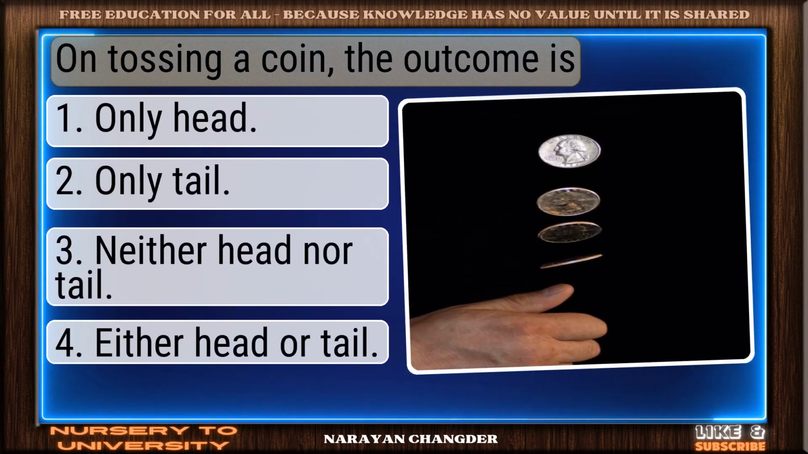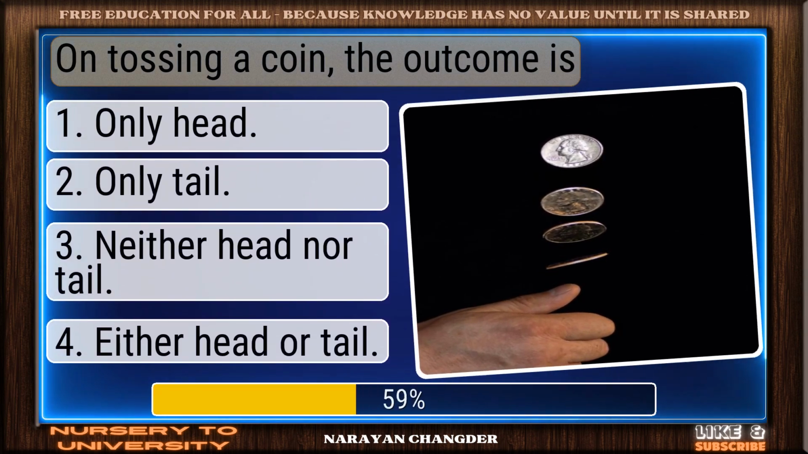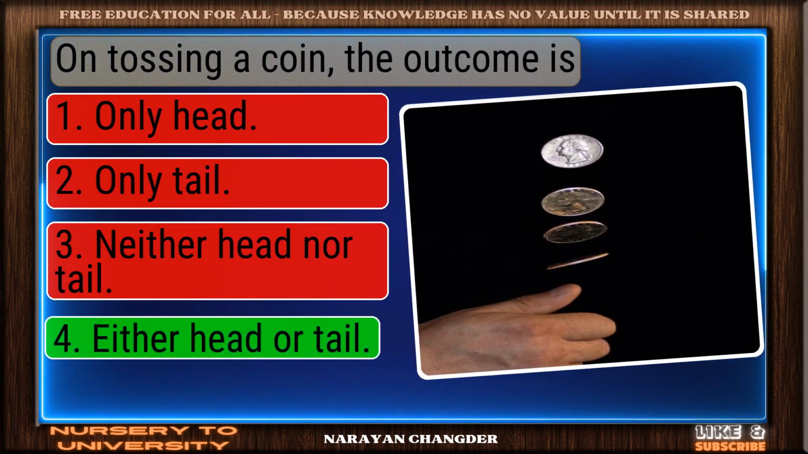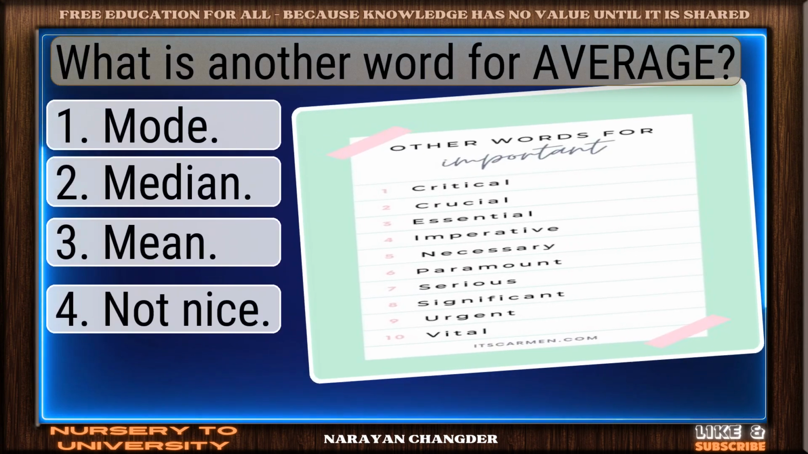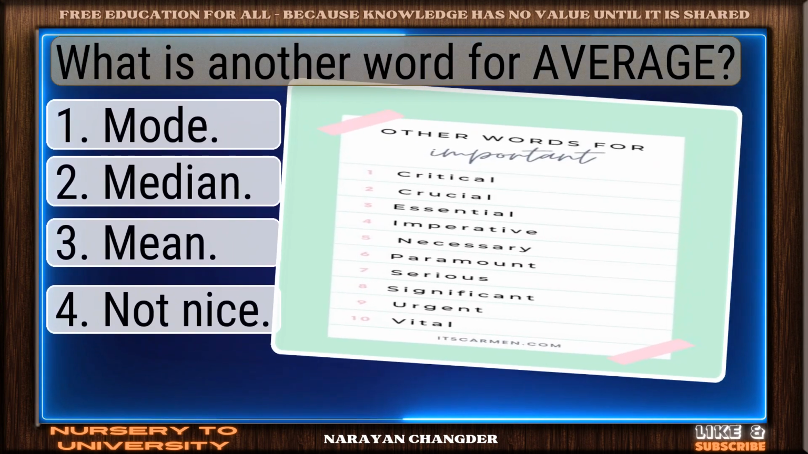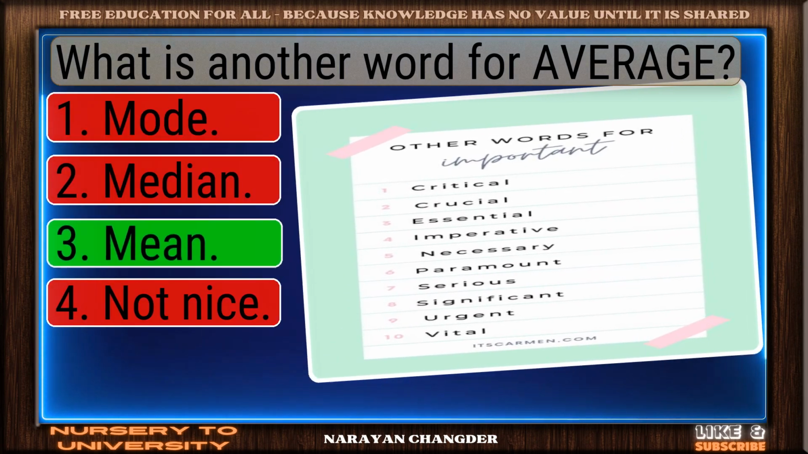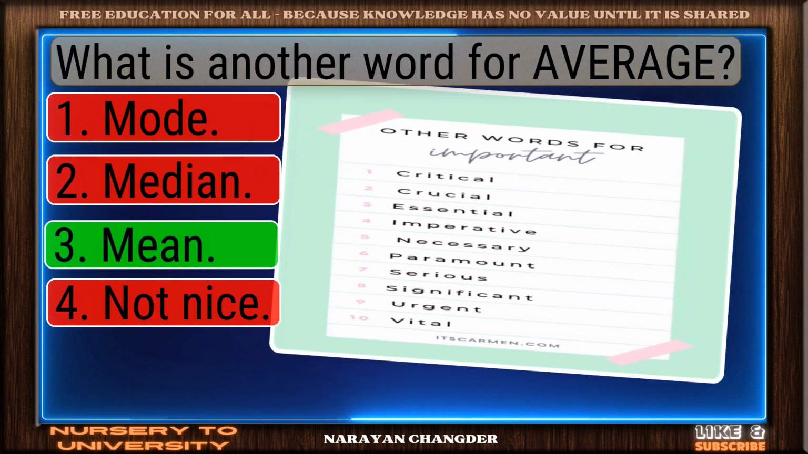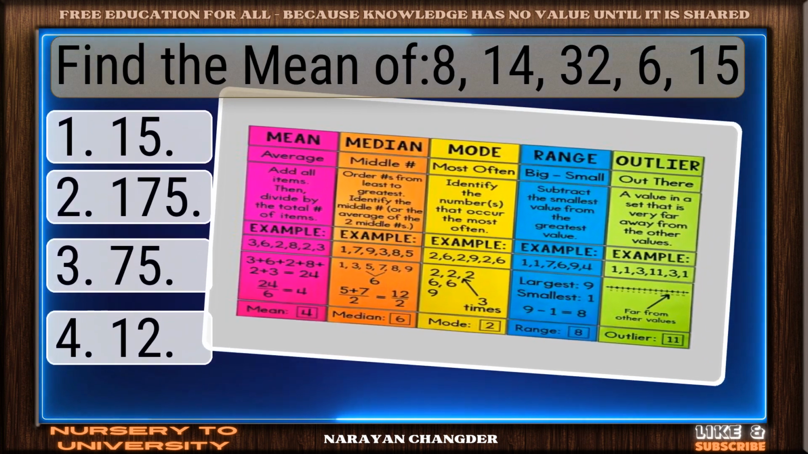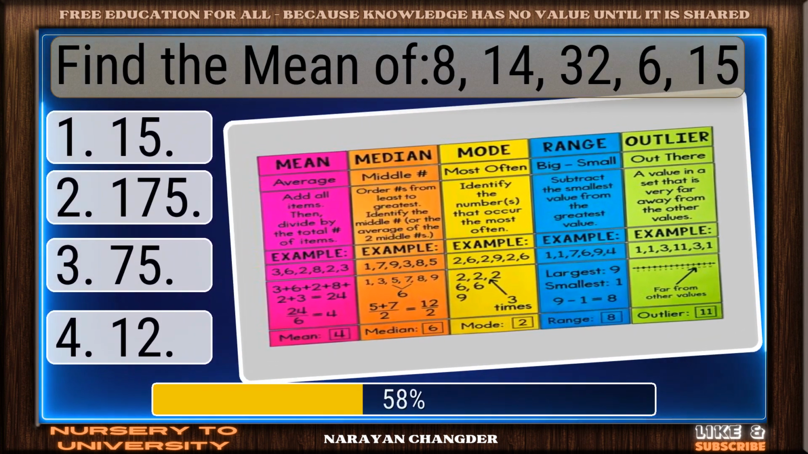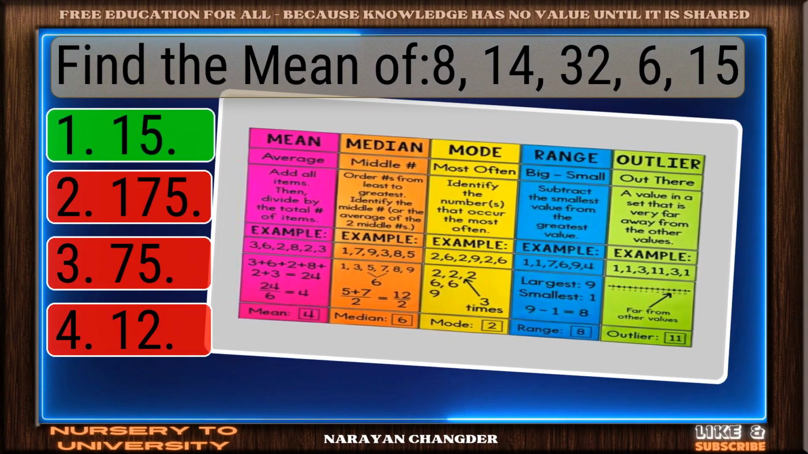Question number 257. On tossing a coin, the outcome is? Nicely done. Either head or tail is a solid answer. Question number 258. What is another word for average? Right choice. Mean is the best answer. Question number 259. Find the mean of 8, 14, 3, 2, 6, 15. Strong choice. 15 is the right answer.